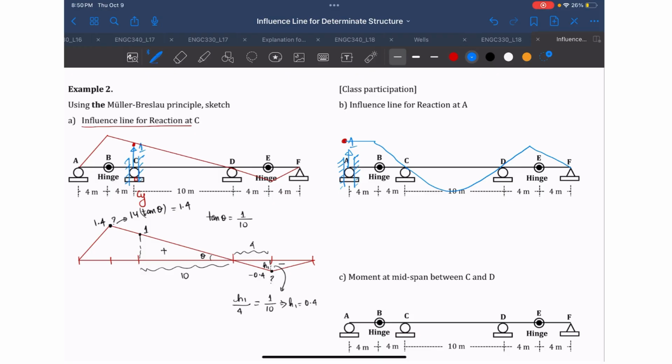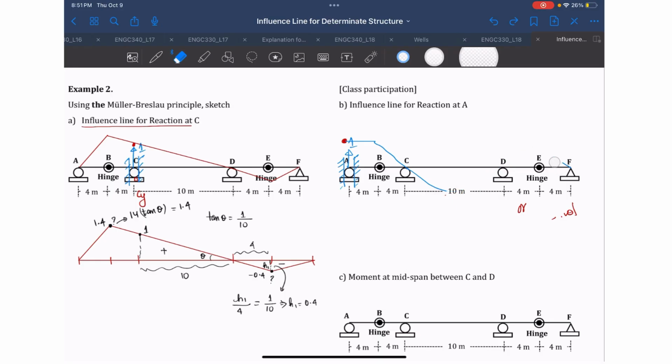but again, this is wrong, because this is a determinate structure. So if it is a determinate structure, this is wrong, because either you are bending the beam, or the deflection is not a straight line. So this is wrong.